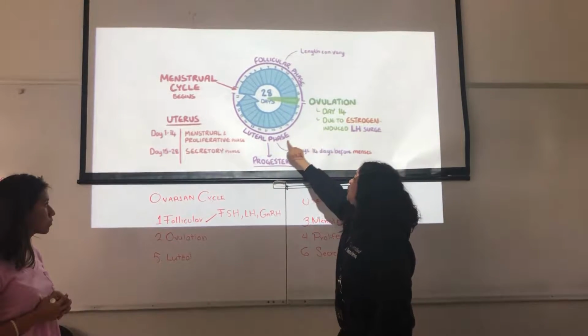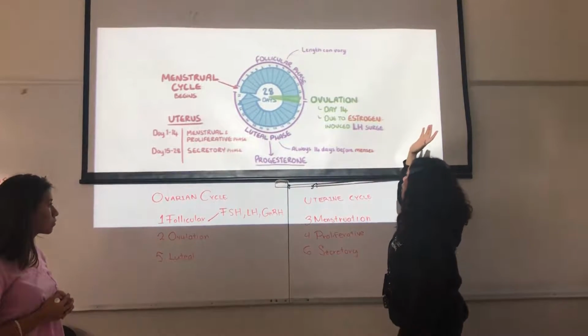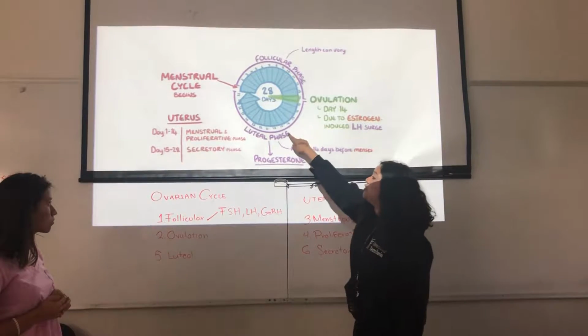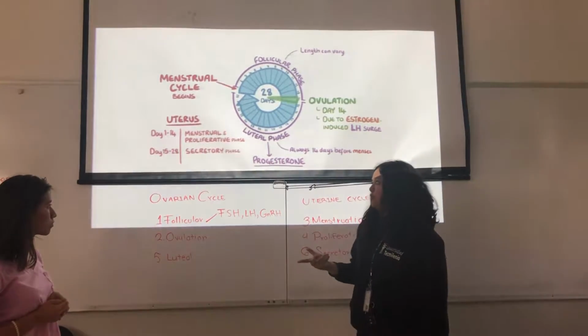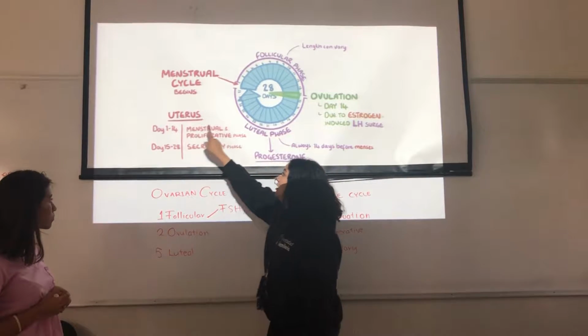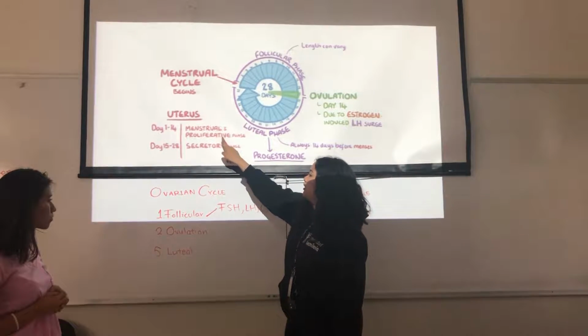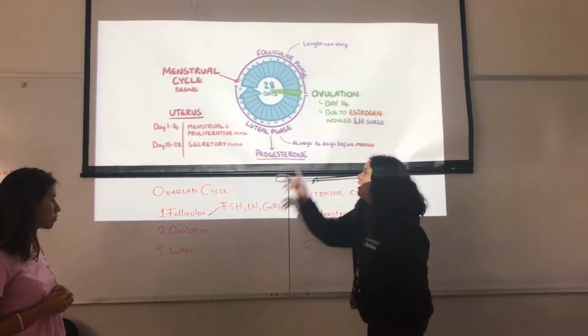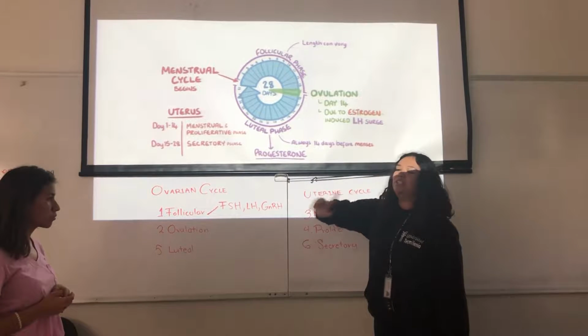After the ovulation, the luteal phase takes place, which always lasts 14 days before the menstruation happens again. This is due to the increase in the hormone progesterone. In the uterus, from day 1 to 14, the menstrual and proliferative phases occur, and from day 15 to 28, the secretory phase happens. And it's a cycle that repeats each month.